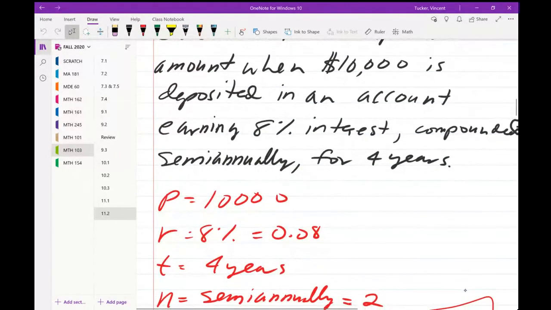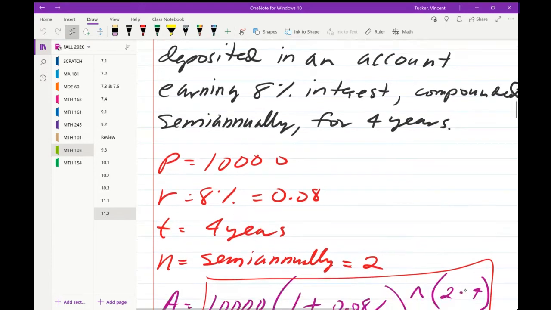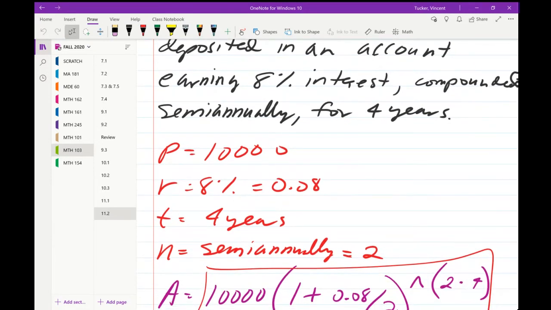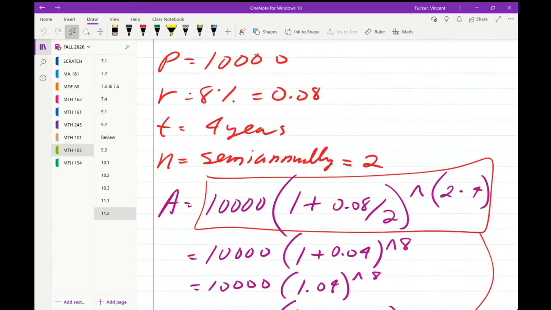All right, so write down your given pieces of information. We have P is equal to 10,000, R is 8%, which is 0.08. T is 4 because of 4 years, and N is semi-annually, so that means N will be equal to 2. Put it in the formula. That's 10,000, which is your P, times (1 plus 0.08 over 2) raised to the 2 times 4 power.